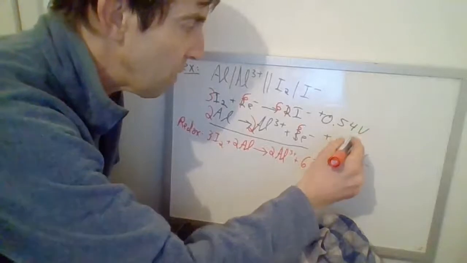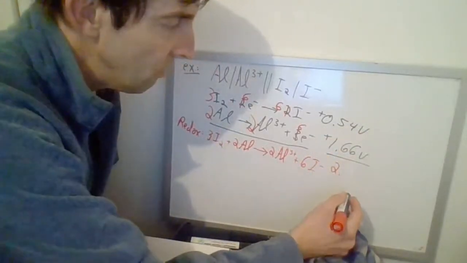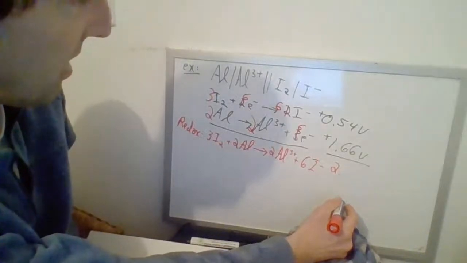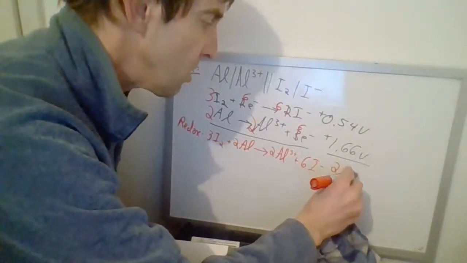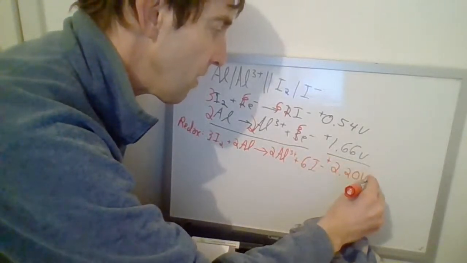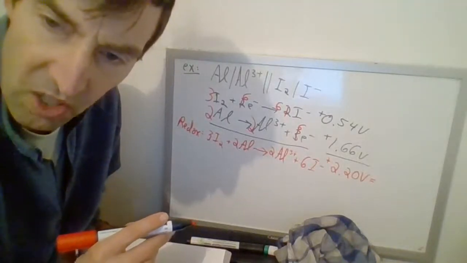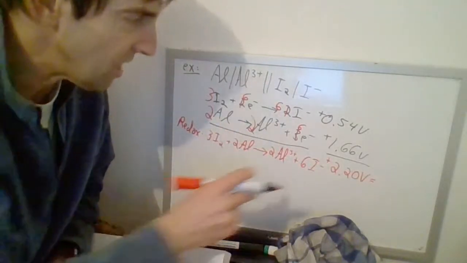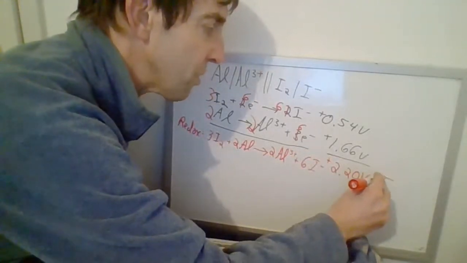So add these together for me. It's going to be what? 2.20, is that right? Does that look right to you? Let me know if you get the same thing I do. Exactly. Does that look right? Did I add that correctly? That's my cell voltage, isn't it?